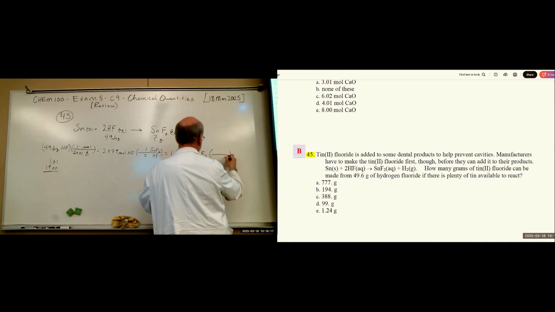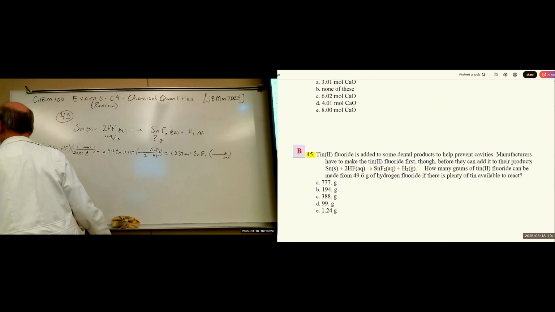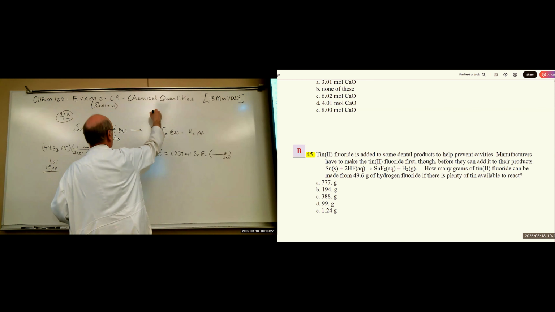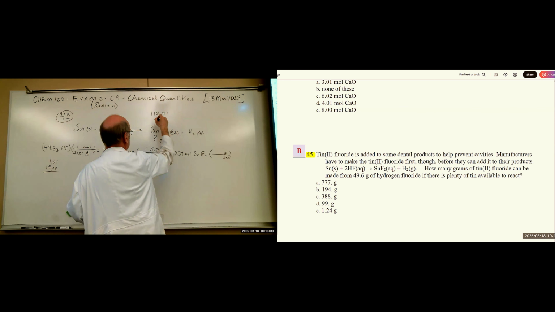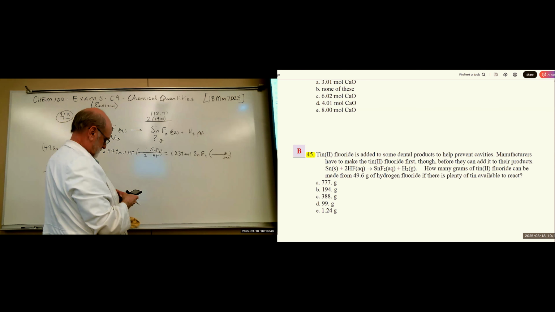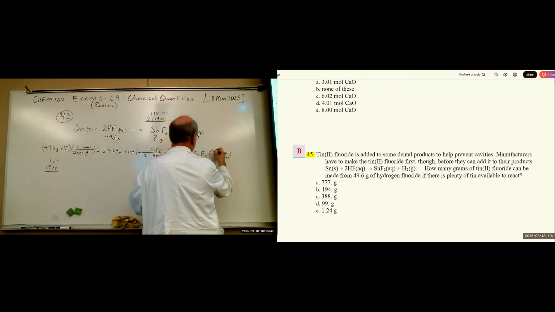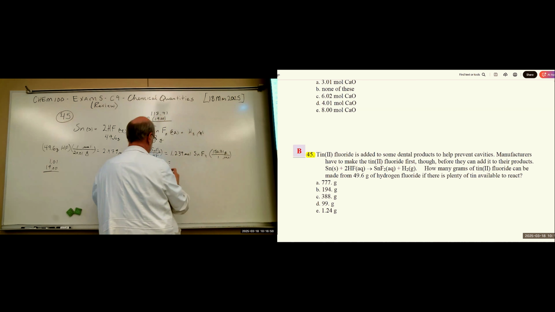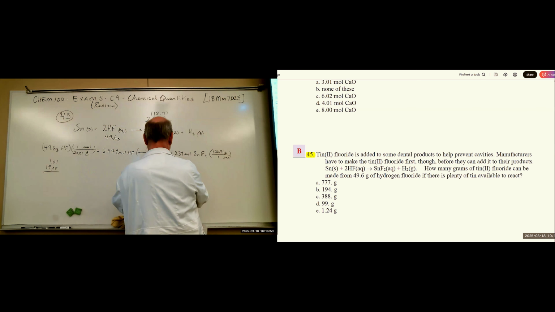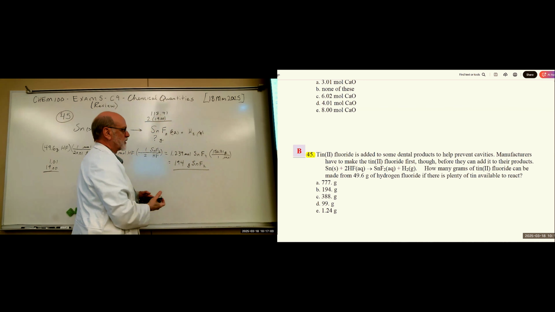Now we want to convert it back. We need a molar mass for tin(II) fluoride. Tin is 118.71 grams per mole and 2 fluorines, so 156.71. Times that, and I get 194 grams of tin(II) fluoride can be produced.